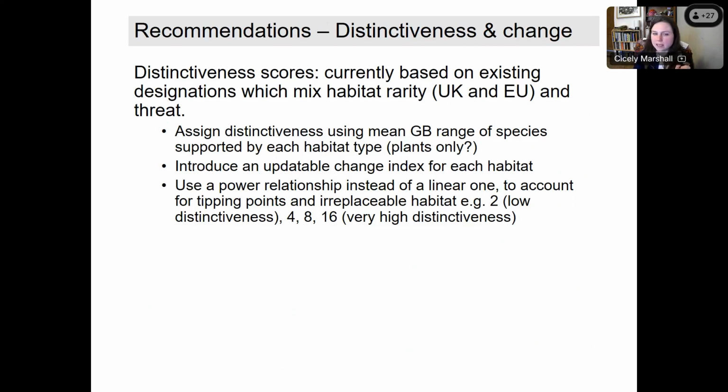Another point is that the metric treats biodiversity as linear, with those low, medium, high, and very high distinctiveness habitats given scores of 2, 4, 6, and 8. But many of the relationships we see in ecology are log linear, with disproportionate influence or tipping points at one end of a scale. So a power relationship, something like 2, 4, 8, 16, could be used to discourage destruction and incentivize creation of those higher distinctiveness habitats.